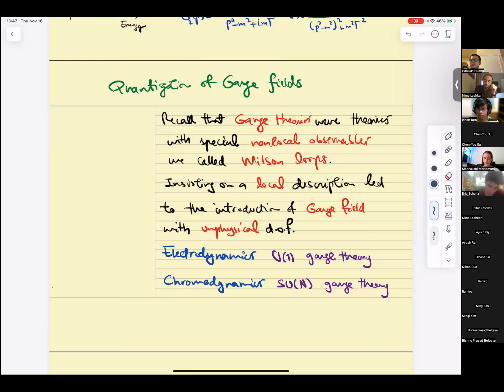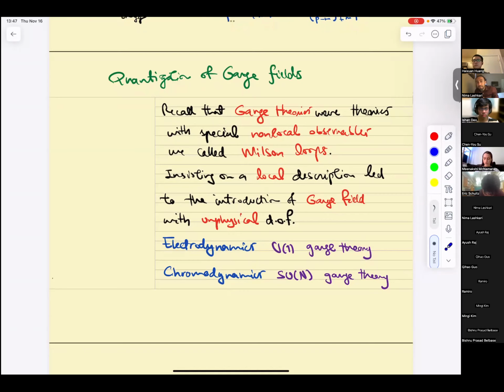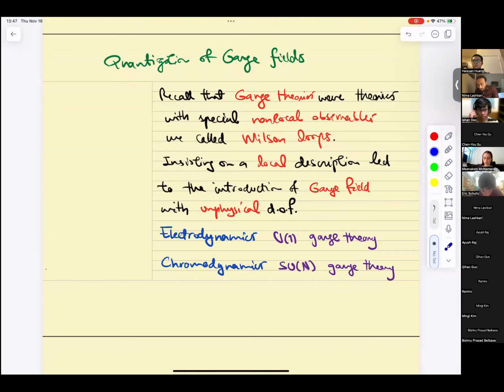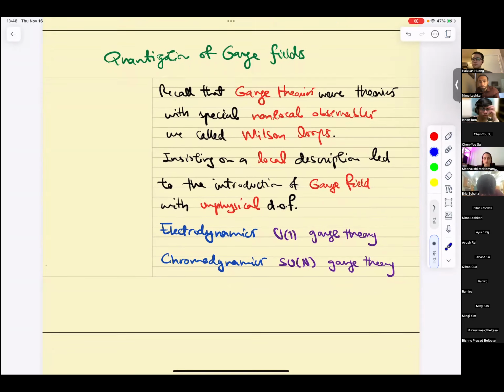And then we're going to get to perturbative renormalization. All right. So recall what a gauge theory was. Gauge theories were theories with a special form of non-local observables. These non-local observables were called Wilson loops, right? There's a particular type of non-locality in them. Insisting on a local description led to the introduction of the gauge field, which had unphysical degrees of freedom. This theory is not local; you could make it local by introducing some ad hoc, made up, unphysical degrees of freedom.